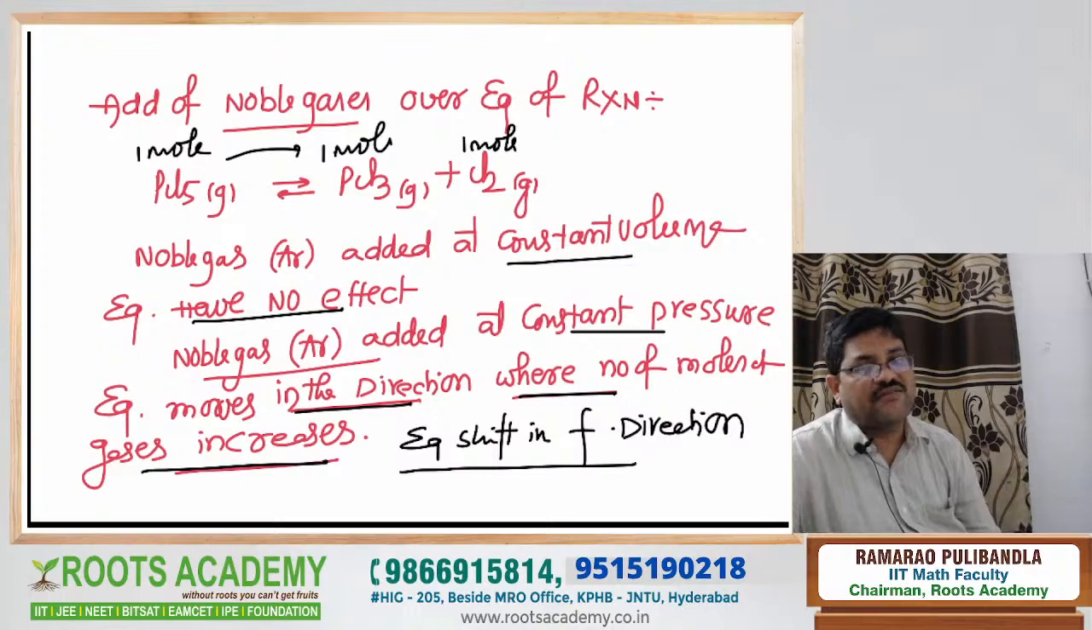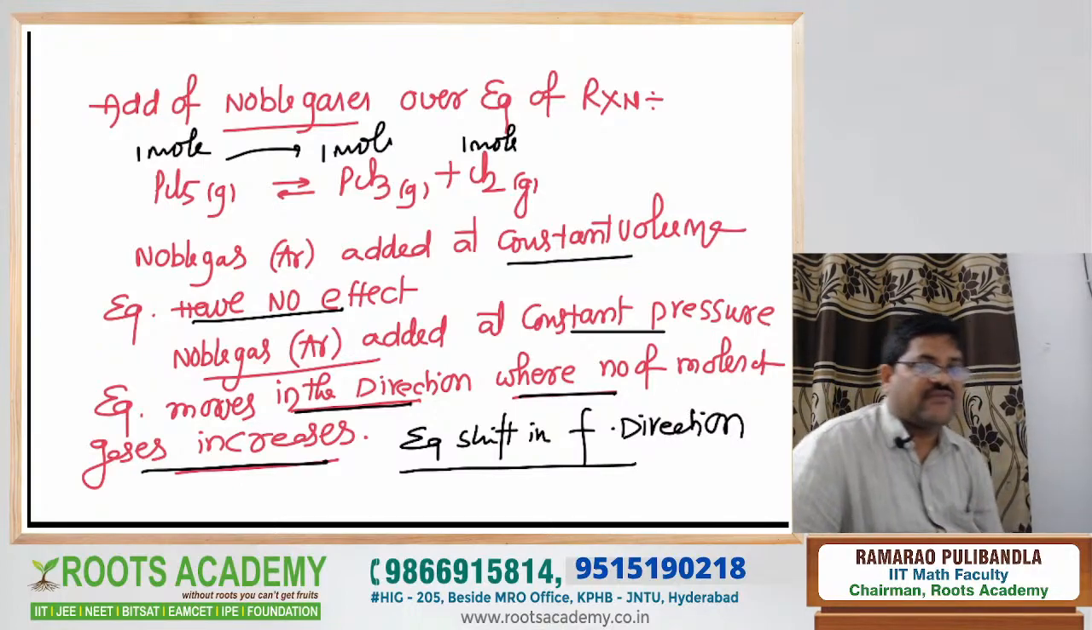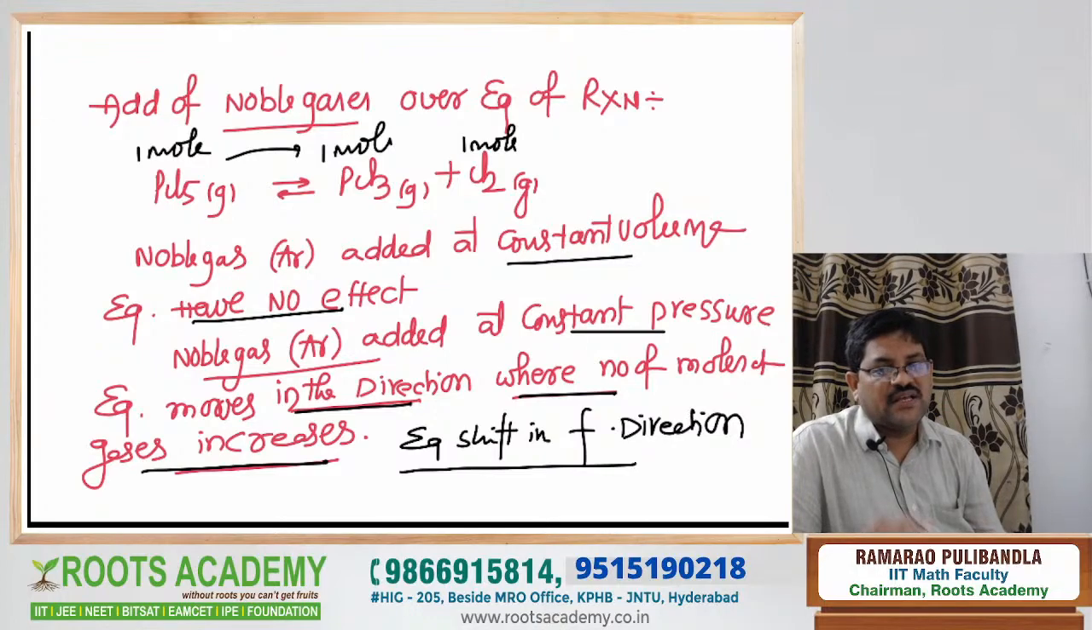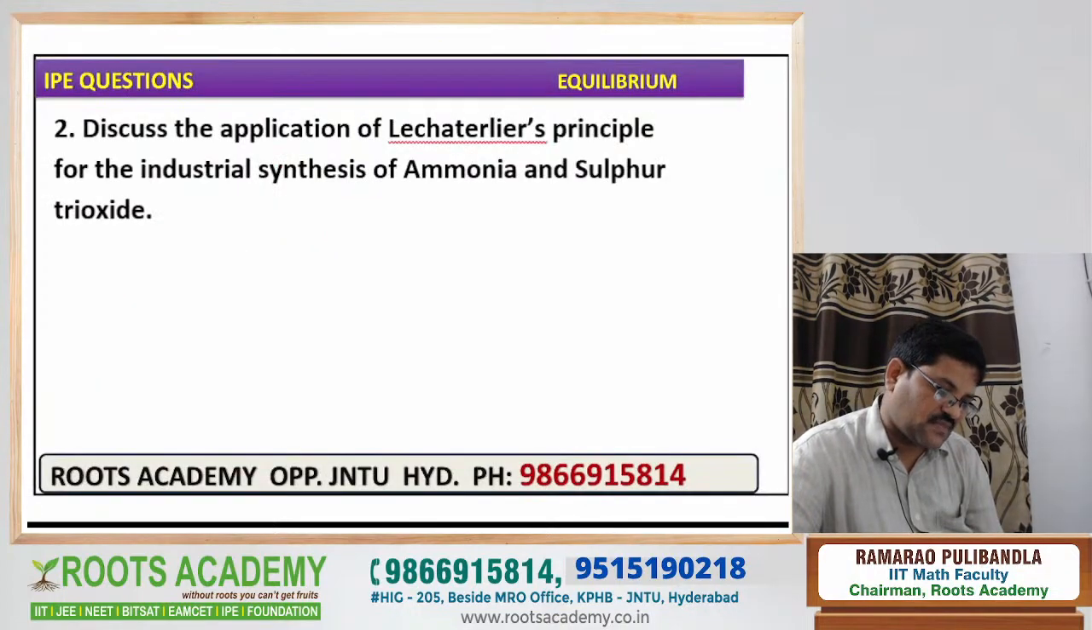Simple. These are the factors affecting the equilibrium. The first factor is the pressure factor. The second factor is the temperature factor. The third factor is the concentration factor. And the fourth factor is the addition of noble gases. Each factor carries 2 marks, right? And next one.